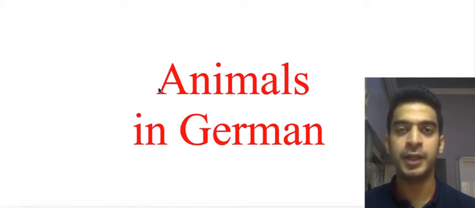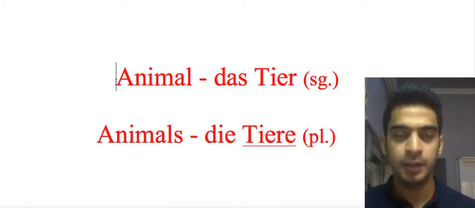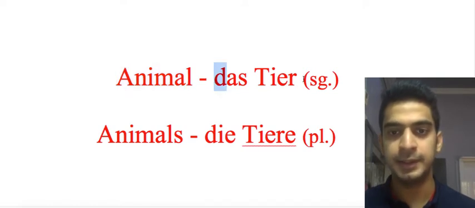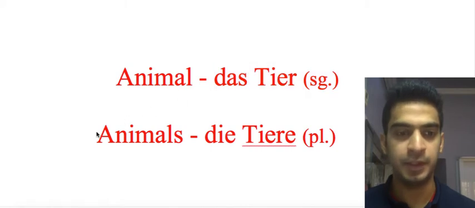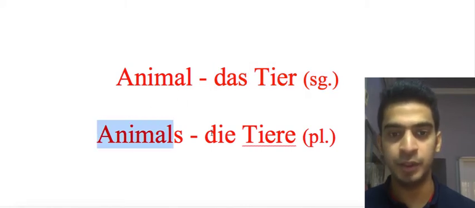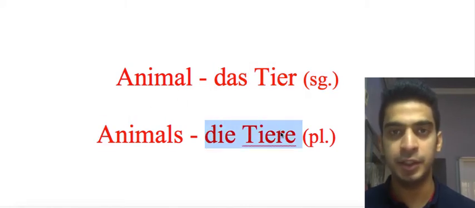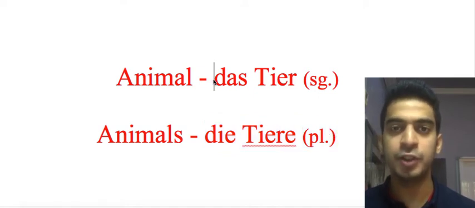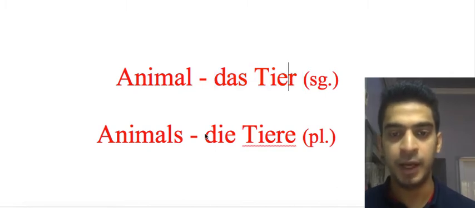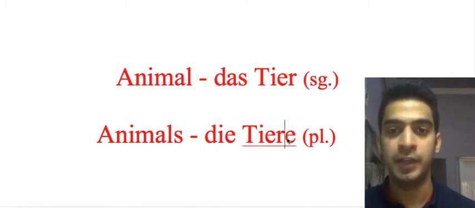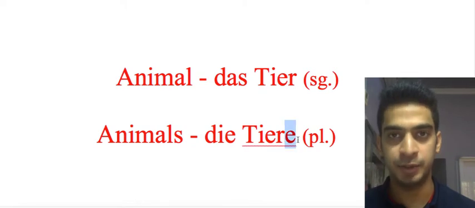Moreover, I have categorized these animals both in singular and plural forms. First, we have the translation for the word animal. The word is das Tier. The word is in singular form. Then we have animals, which is plural. The word is die Tiere, plural form. As we can figure out, in singular form the word is das Tier, but in plural we have die Tiere. We have an extra e at the last position.